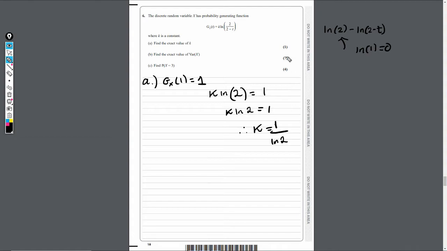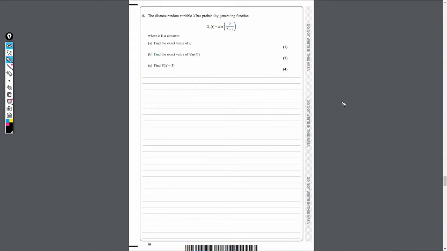Okay, so part B, 7 marks. There's quite a lot, so I'm going to clear this so we've got hopefully enough room. So for part B, we've got to find the exact value of the variance of x. So how do we do this? Well, the formula for the variance here is given as this. So you've got to work out derivatives for this. So it'll be g prime prime.